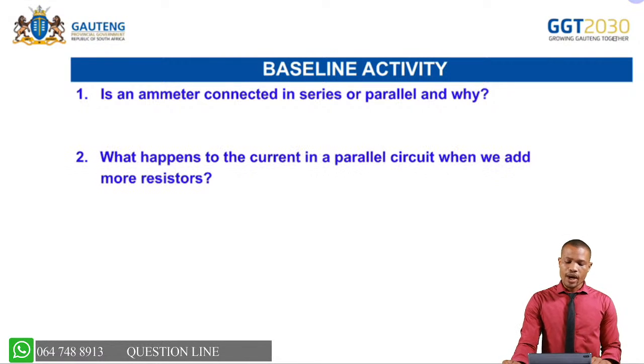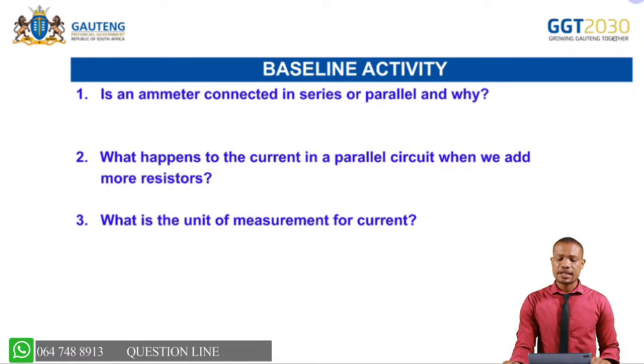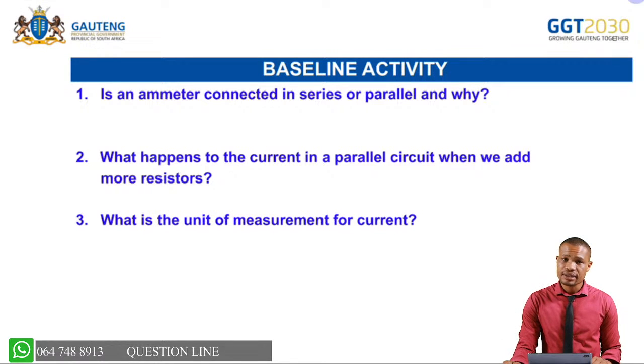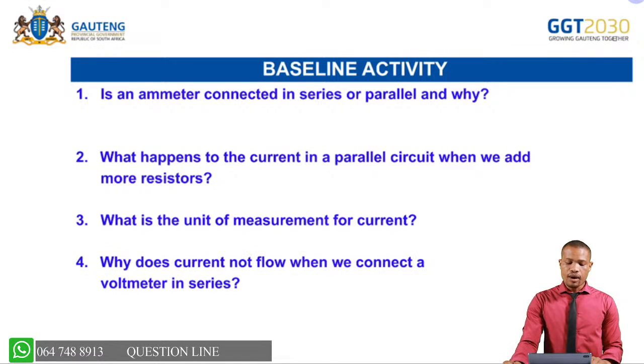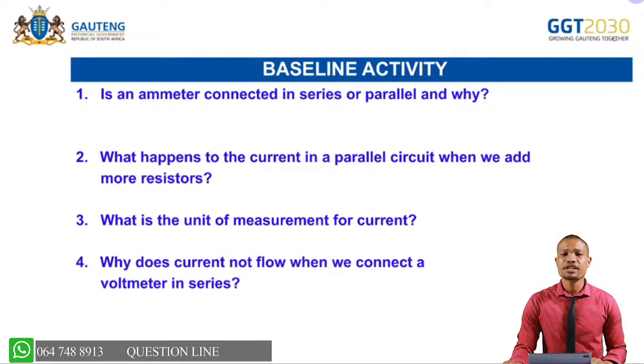Question 2, what happens to the current in a parallel circuit when we add more resistors? Question 3, what is the unit of measurement for current? And lastly, why does current not flow when we connect a voltmeter in series? You have 4 minutes to work through these questions and feel free to discuss with your friend. I'm very interested in your answers. Your time begins now.